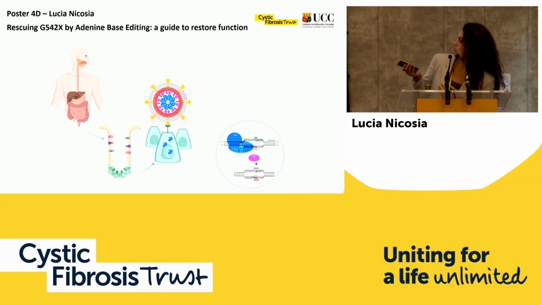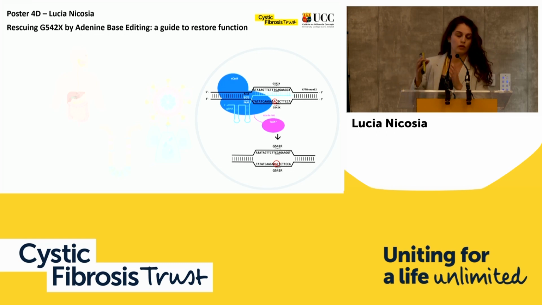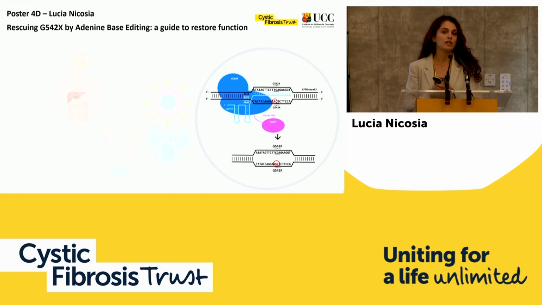If we zoom in into the nucleus, this is what we see. We have our mutation G542X, and I won't get into the details, but what we use is called adenine-based editing. So we can edit adenines. In this case, we are able, through the system, to get rid of the stop codon and go from G542X to G542R, which is another variant, but it has been proven by other groups, such as David Bedwell's group, to be able to restore CFTR synthesis and function.